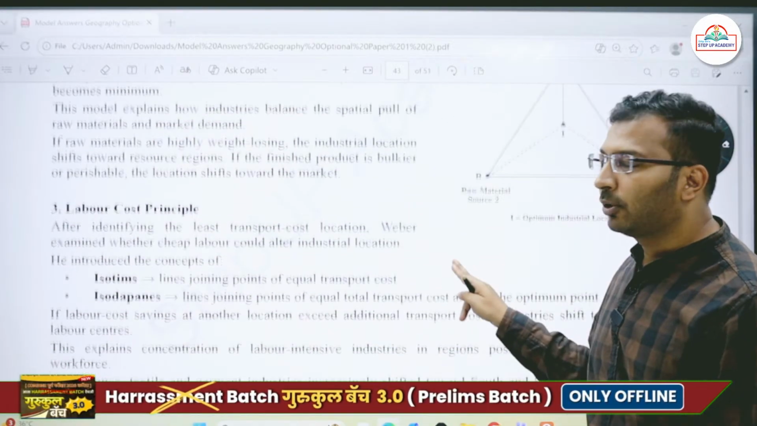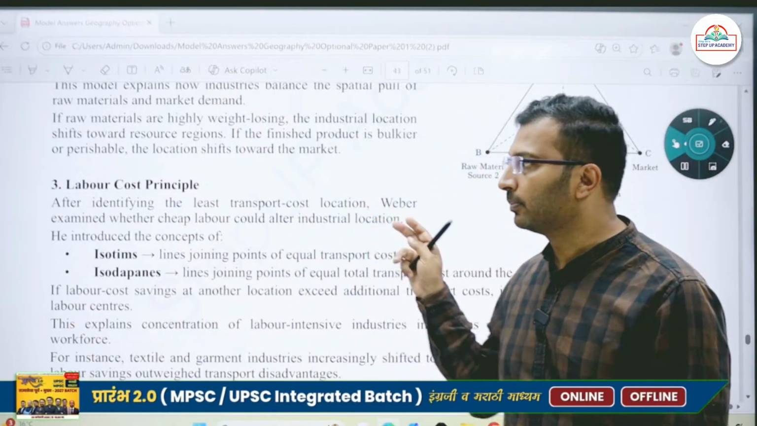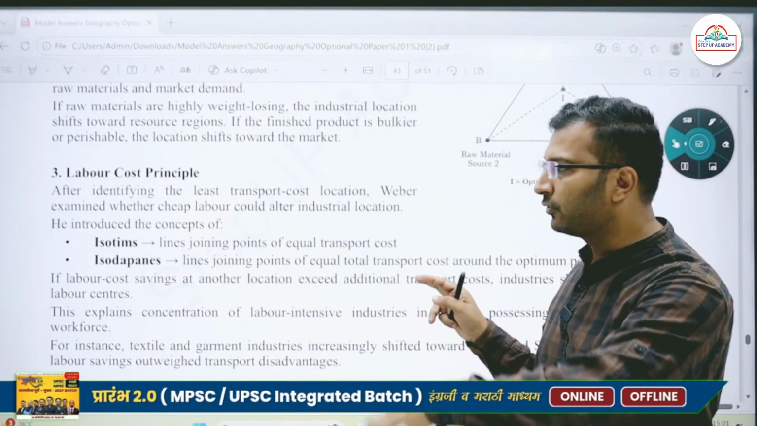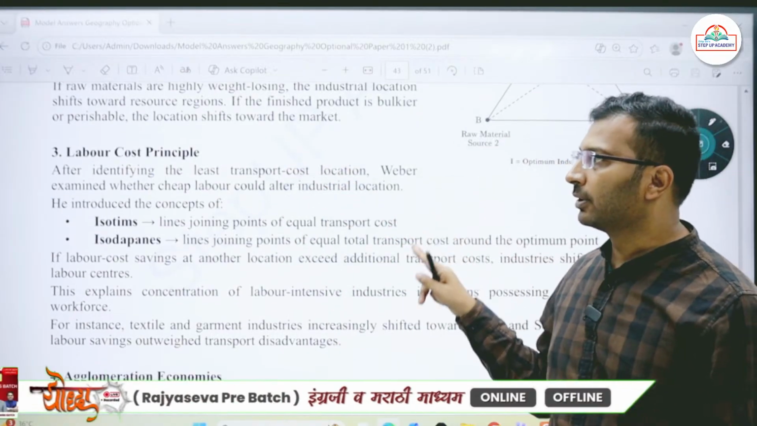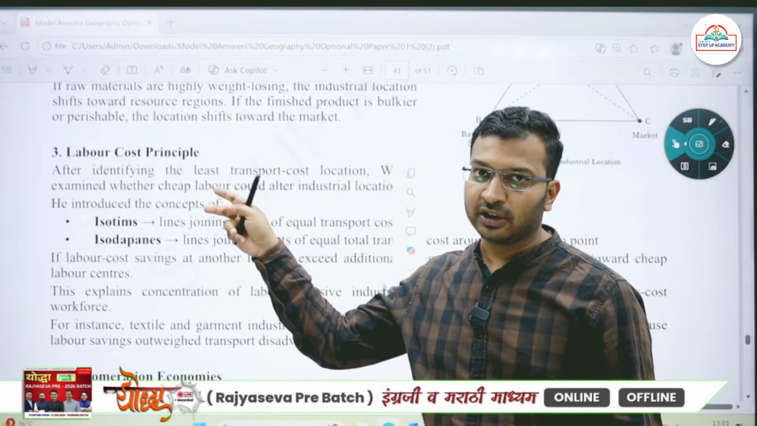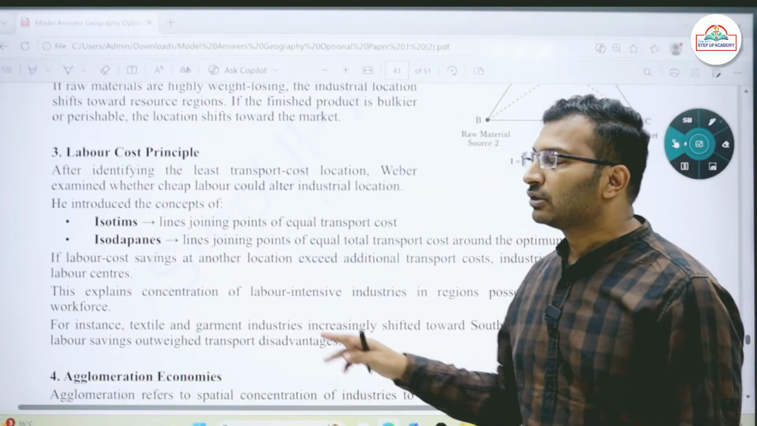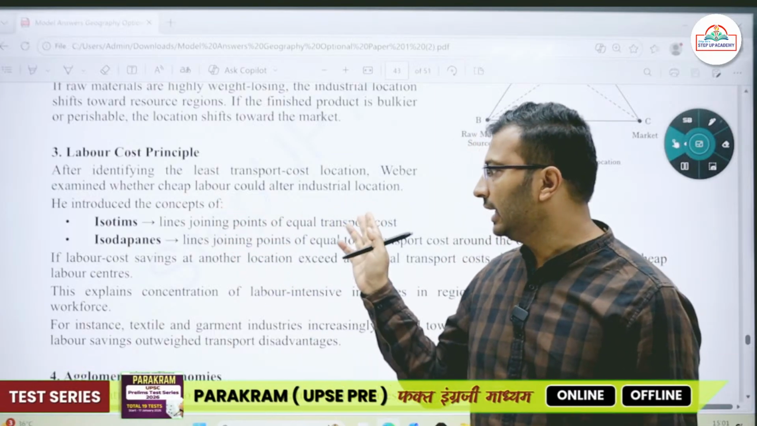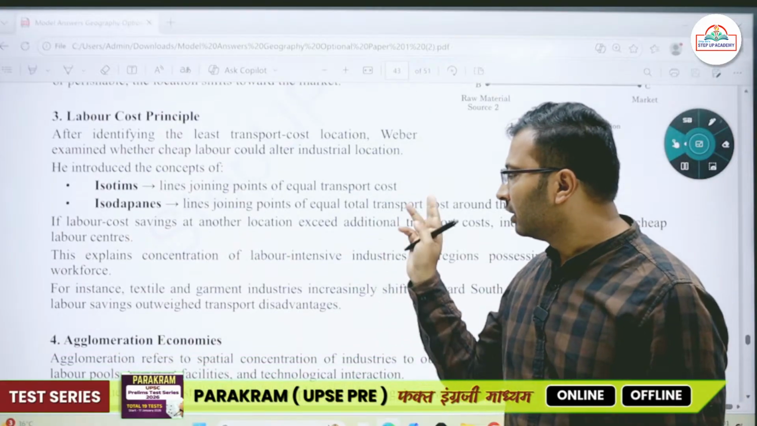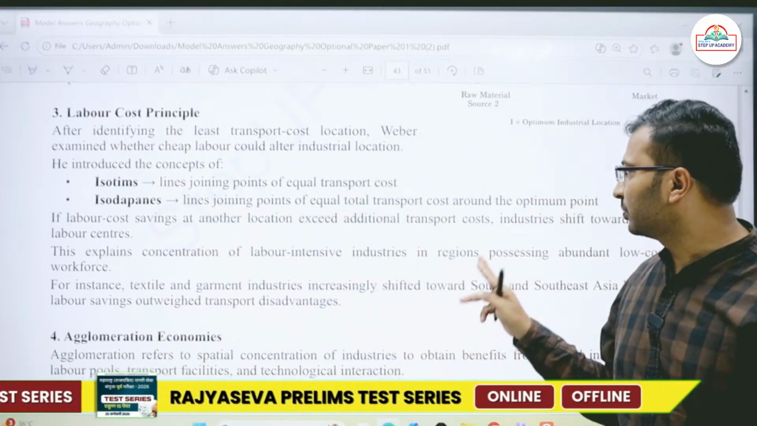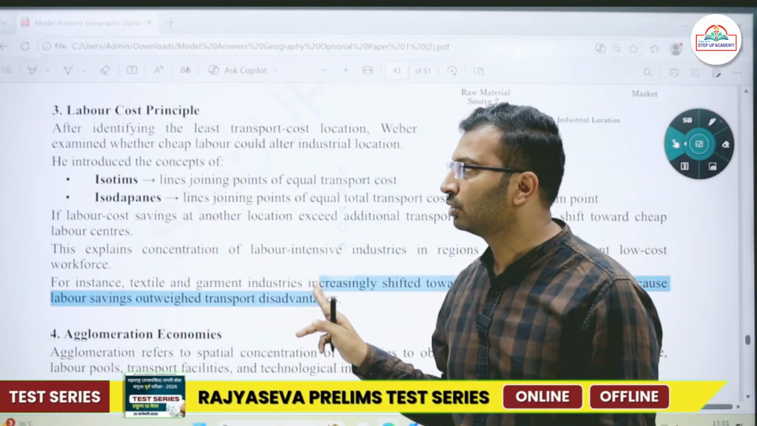Then he talked about the labor cost principle. Labor cost is very important. So he was basically talking about what happens beforehand, before producing. So after transport cost location, he went to the labor cost principle. He introduced two more terms, that is isotemes and isodepane. The lines joining points of equal transport cost are nothing but isotemes. Equal transport cost around the optimum point. So that optimum point is the isodepane region.